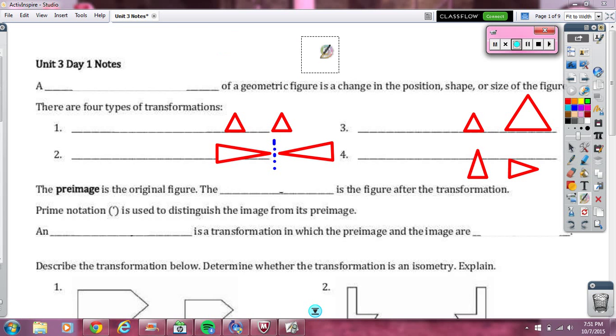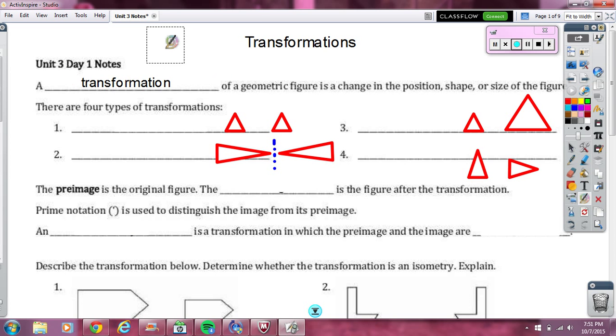Hi everybody and welcome to our first flipped lesson about transformations. We're going to get some quick vocabulary down so we can do practice problems in class. Things you need to know. A transformation of a geometric figure is when you're changing the position, shape, or size of the figure.